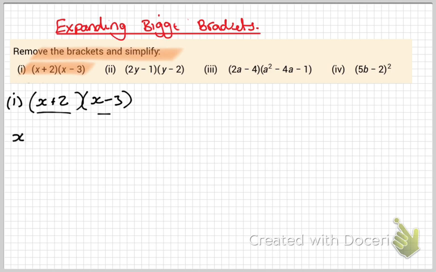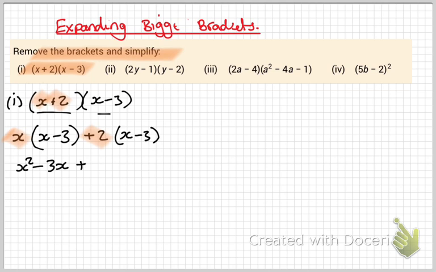So I'm going to go x is going to multiply into this second bracket, and then plus 2 will multiply into the second bracket. Okay, so that x is coming from here, multiplying into the second bracket, plus 2 multiplying into the second bracket. Do the multiplying out, so it'll be x times x squared, minus 3x, plus 2 times x is 2x, 2 times minus 3 is minus 6.